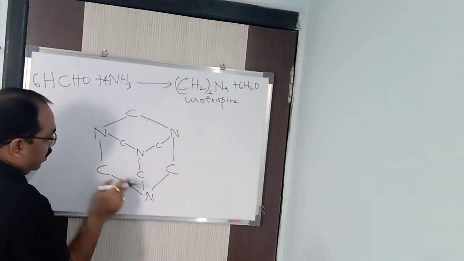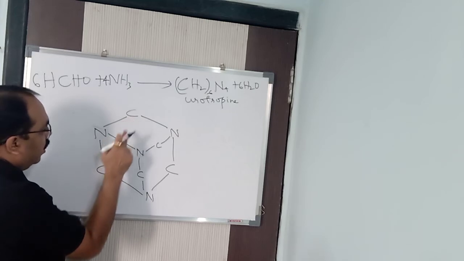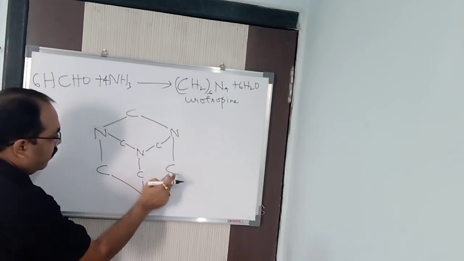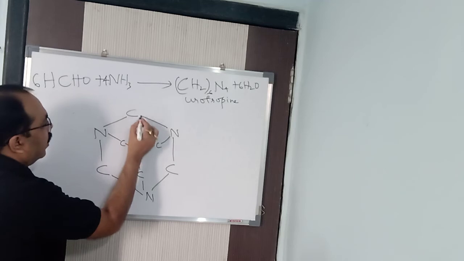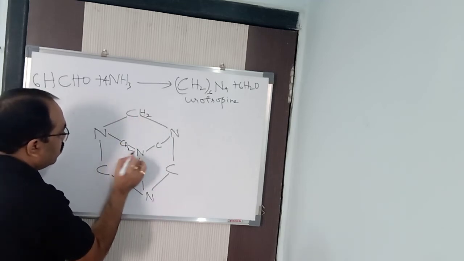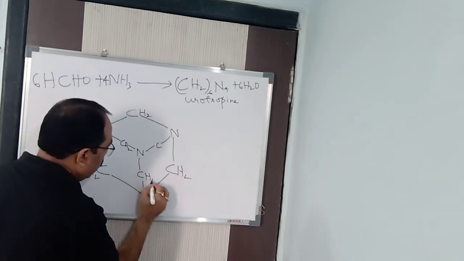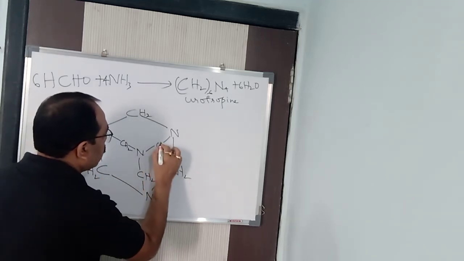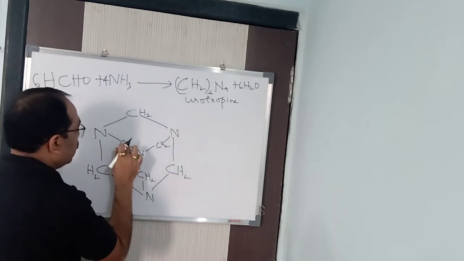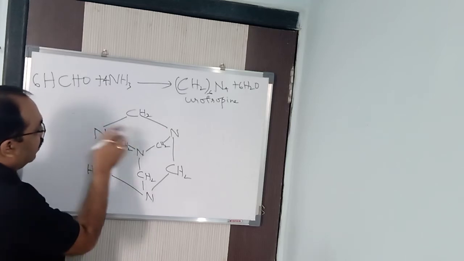1, 2, 3 and 4 nitrogen, and 6 hydrogen carbon it should be. 1, 2, 3, 4, 5, 6. We can say that. Now you have satisfied the carbon atom. CH2 here, also CH2 here, CH2 here, CH2 here, CH2 here, and here also CH2. We can say that. You satisfy the carbon atom. Got it? And nitrogen is already satisfied.